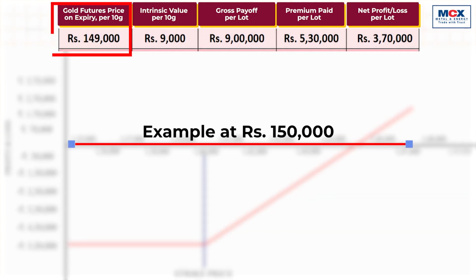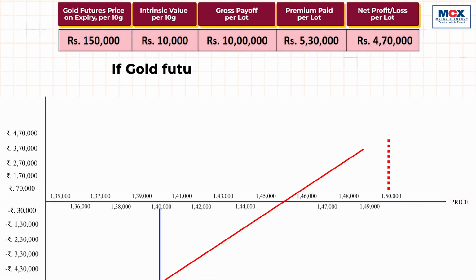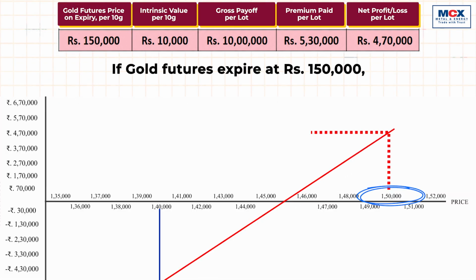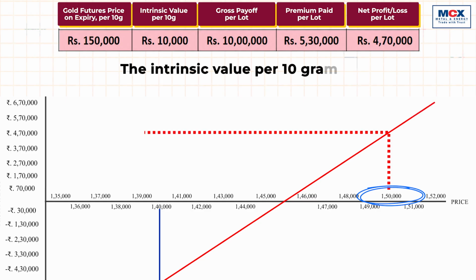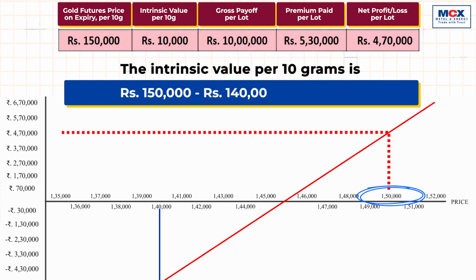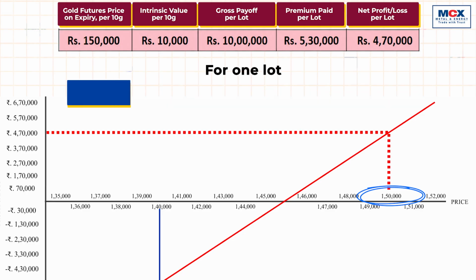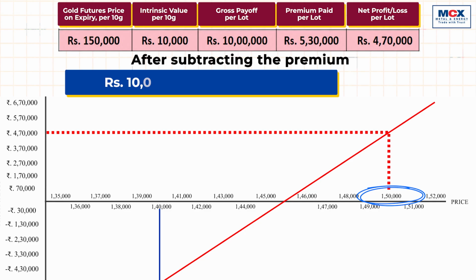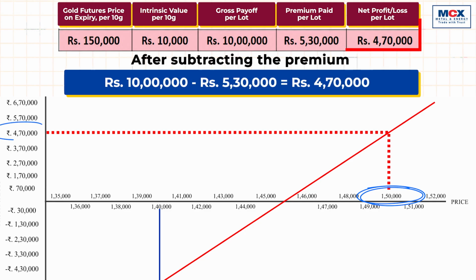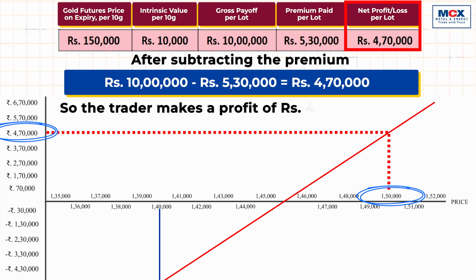Example at Rs 1,50,000. If gold futures expire at Rs 1,50,000, the call option is deep in the money. The intrinsic value per 10 grams is Rs 1,50,000 minus Rs 1,40,000 equal to Rs 10,000. For one lot, Rs 10,000 into 100 equal to Rs 10 lakh gross profit. After subtracting the premium, Rs 10 lakh minus Rs 5,30,000 equal to Rs 4,70,000. So the trader makes a net profit of Rs 4,70,000 per lot.